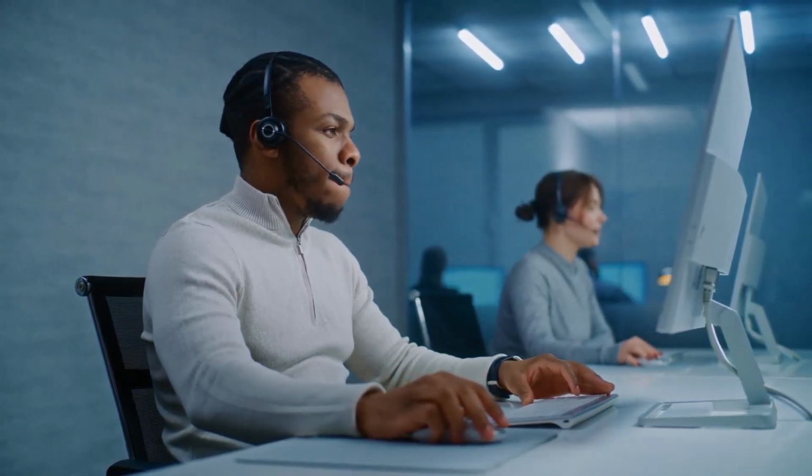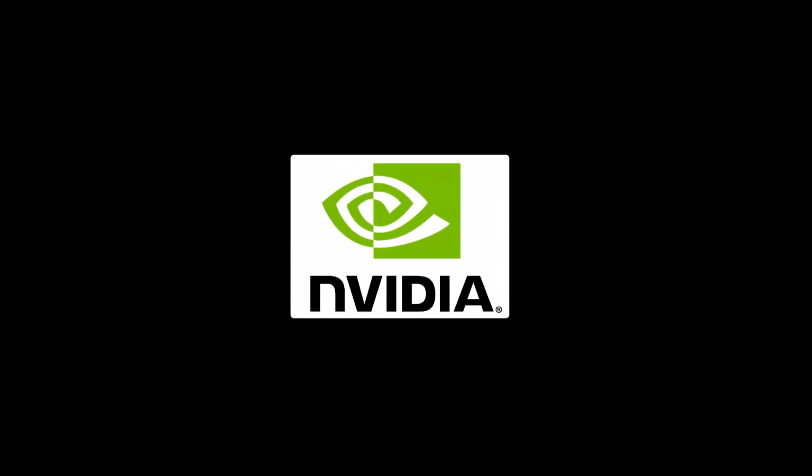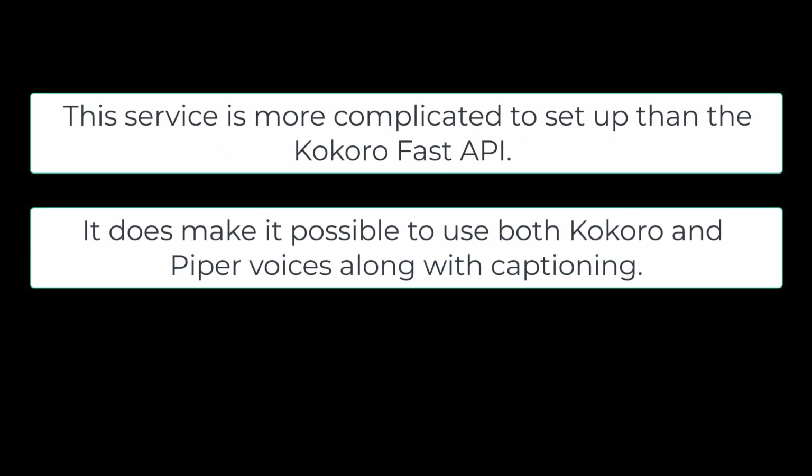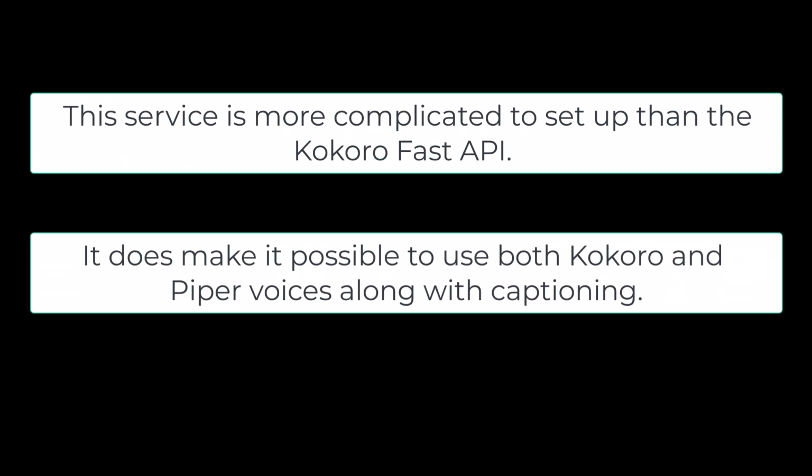You will need to consult with your IT department to ensure that everything is secure and will function in your environment. The service we'll be installing is Speeches, which is an OpenAI compatible server. The server doesn't require an advanced graphics card, but you will get faster results if you have an NVIDIA RTX graphics card. This service is more complicated to set up than the Kokoro FastAPI, but it does make it possible to use both Kokoro and Piper voices along with captioning.